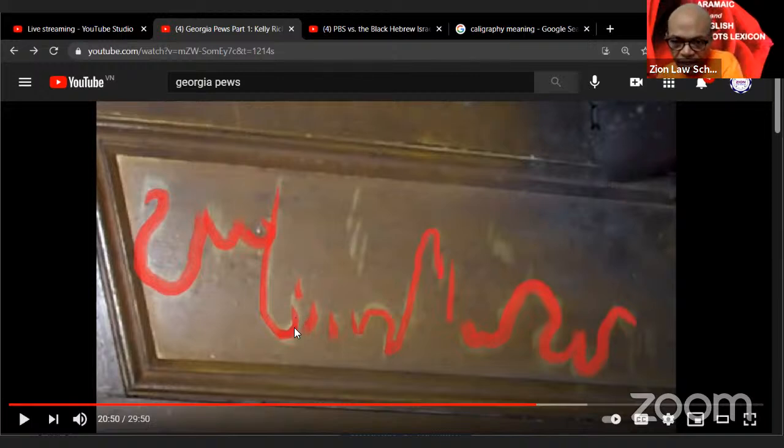The next pictograph is La. So this is La. This is the pictograph La.